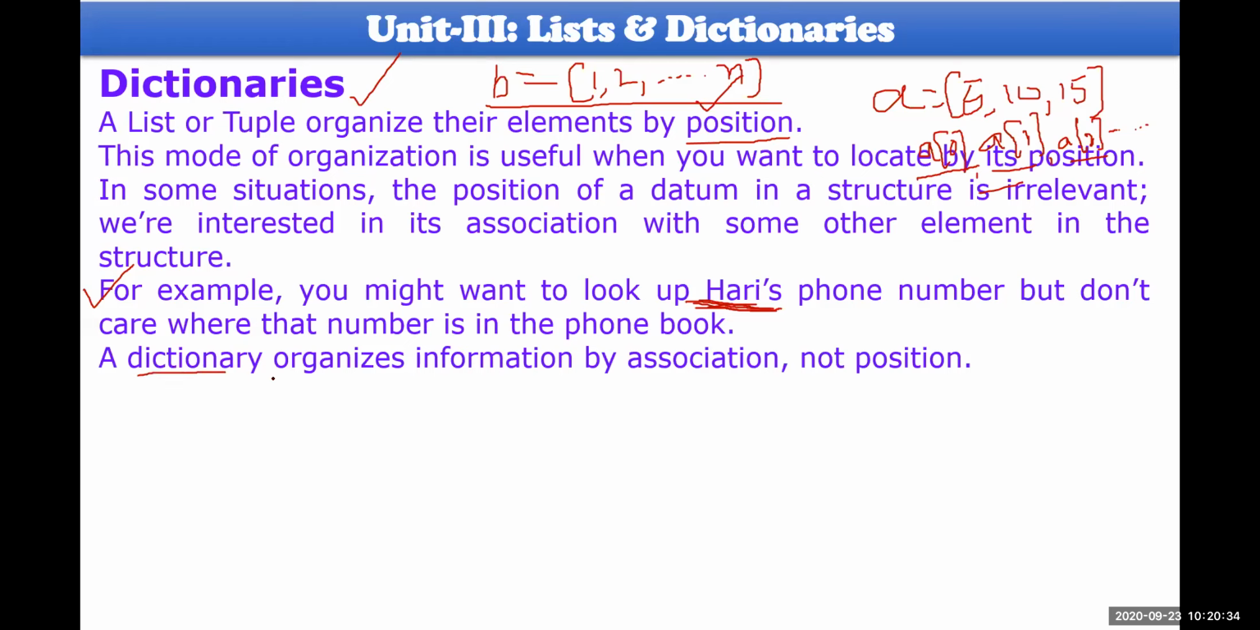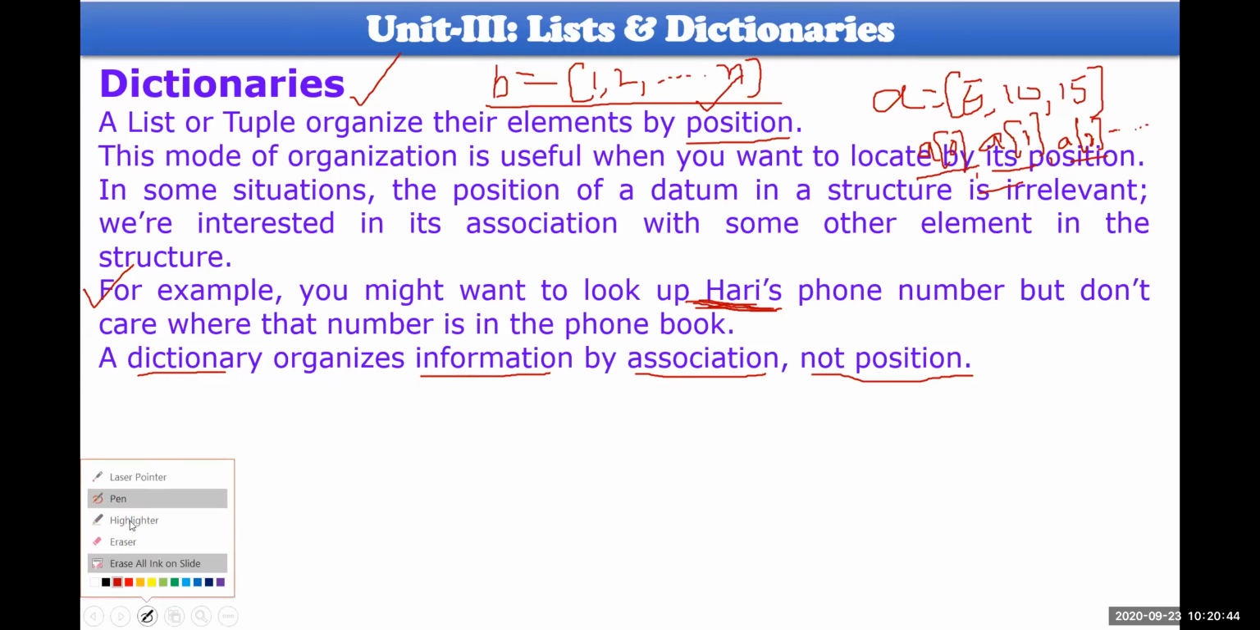A dictionary organizes information by association, not by position. That's what you need to remember. Not by position, by association. It is a very important point to be remembered here. It is not identified with the position. It must always be identified with the association. Association means one particular value is associated with another value. So let us know what that association is. We may write one or two programs to understand dictionaries after the discussion.